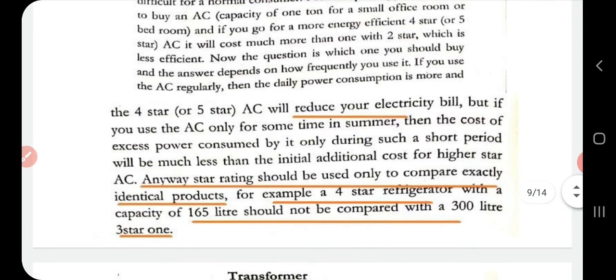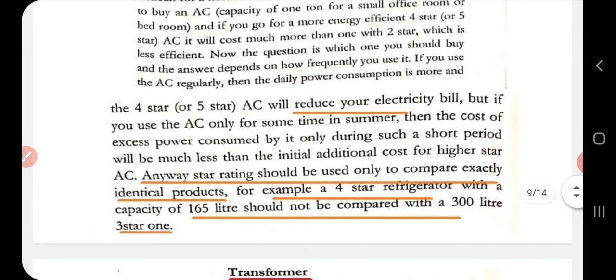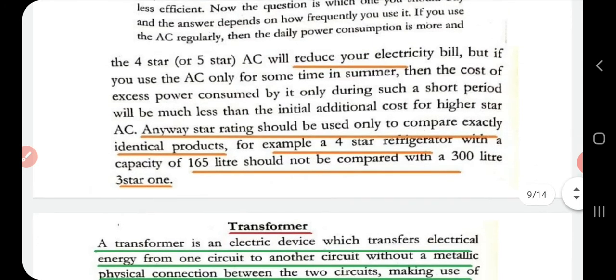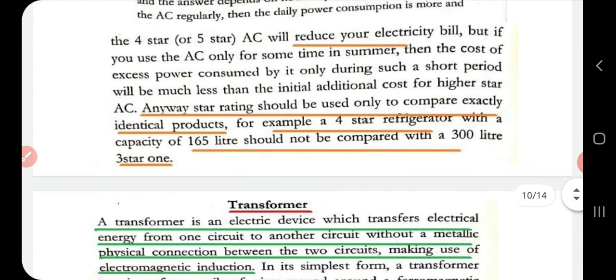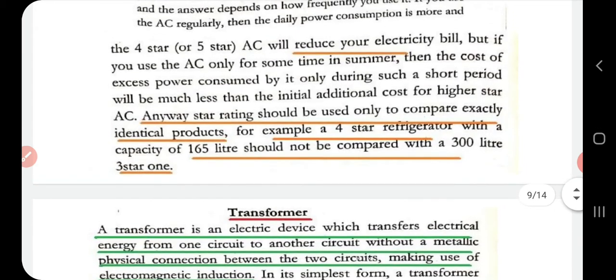That is, if you want to get a more efficient one, you will go for a device with more stars, but its cost will be high. So for a normal customer, it will be difficult to buy such highly rated devices. However, a highly efficient device actually reduces your electricity bill, that is a merit.